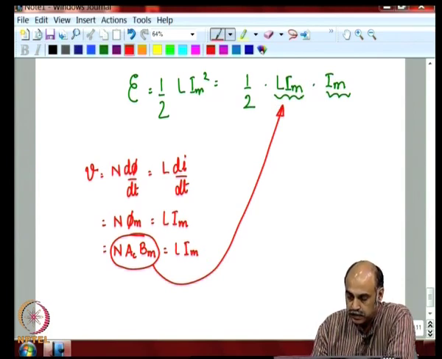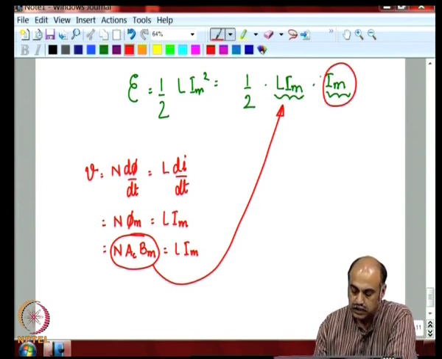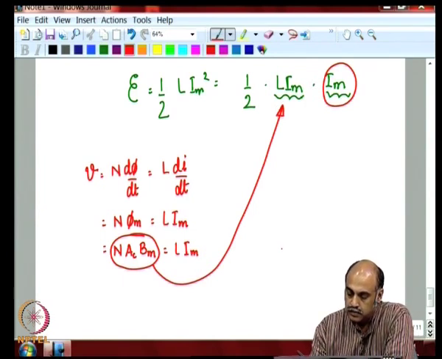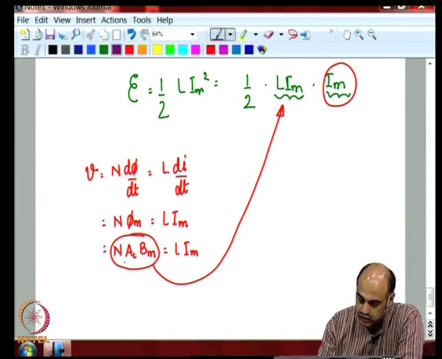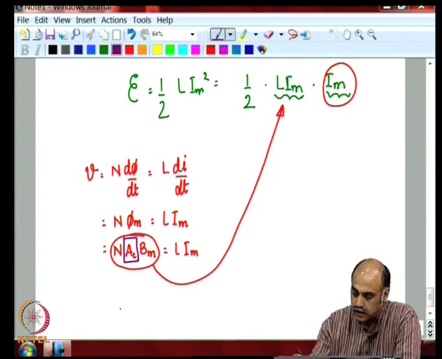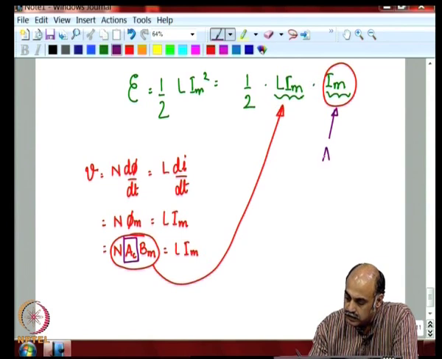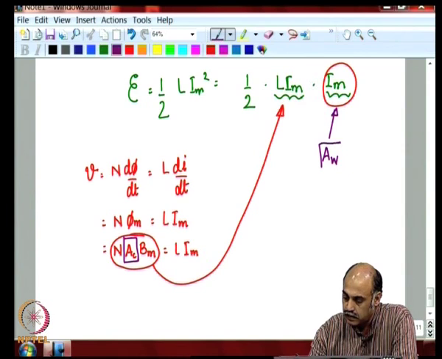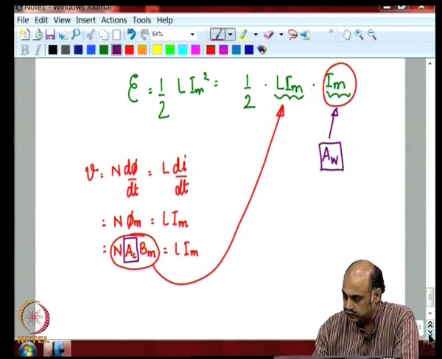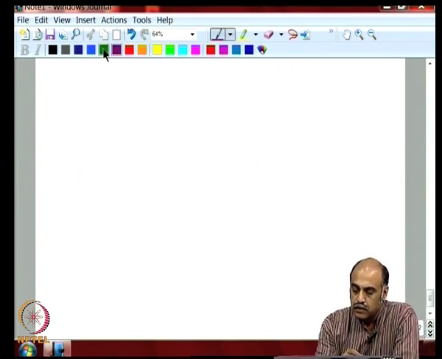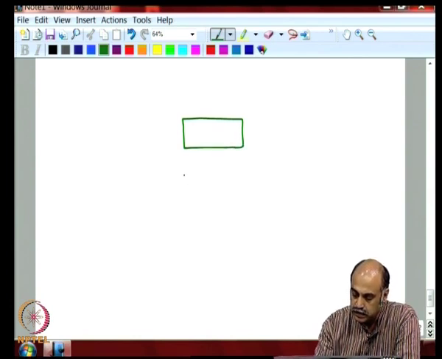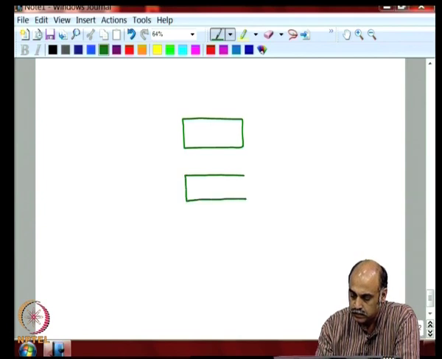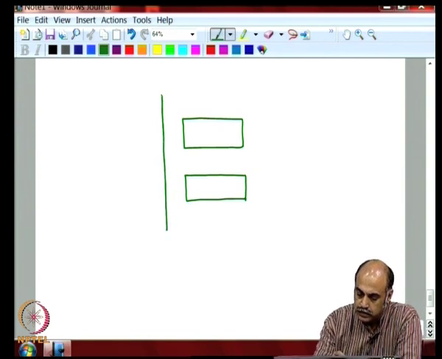Now, let us come to the other aspect. Let us take another physical parameter. Notice here we are trying to relate to this physical parameter, that is the core cross section area. Let us try to relate to this the other one, the window area. Now, let us see what the window area is. You see, we have this core. Let me take the simple EE core, which is like this.